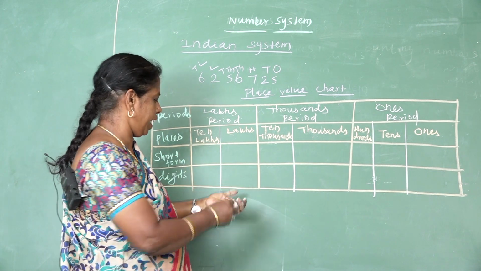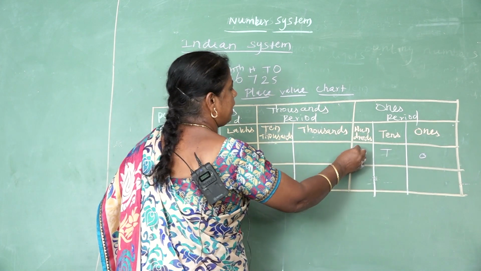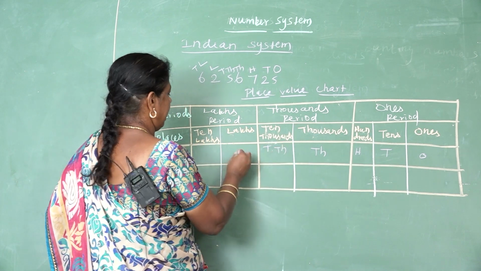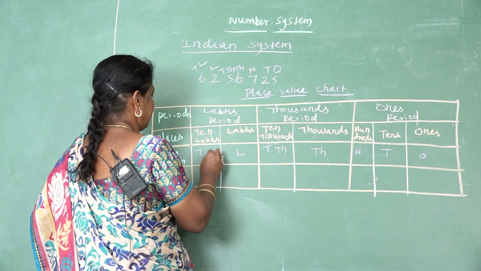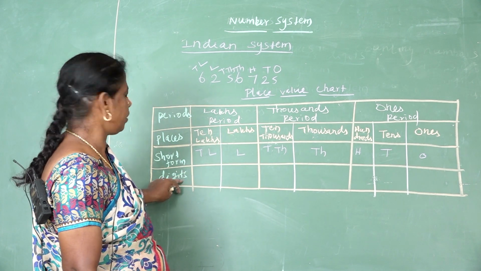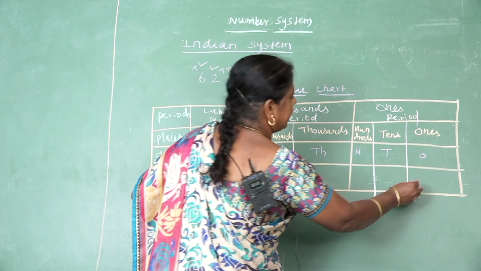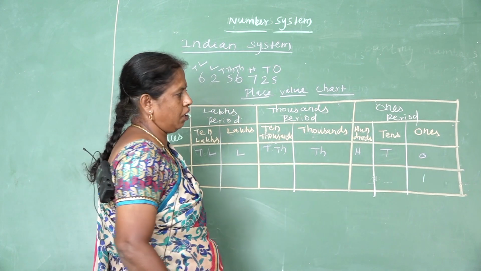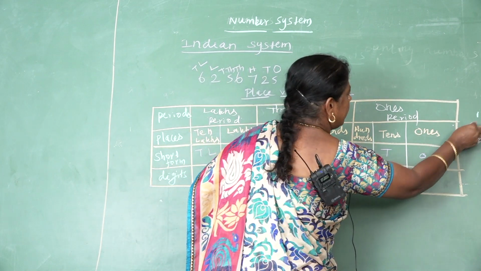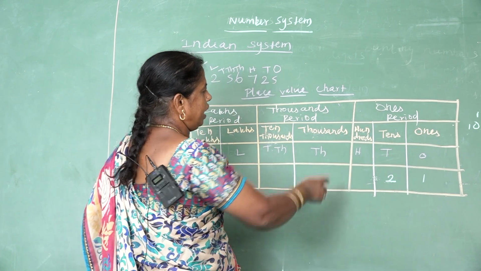Now in short manner, for ones O, tens T, hundreds H, 1000 TH, 10,000 TTH, lakhs L, 10 lakhs TL. Here, now we are going to see about how many digits are in the places. For ones for how many digits? 1 digit. Now tens for how many digits? 2 digits. Now hundreds.